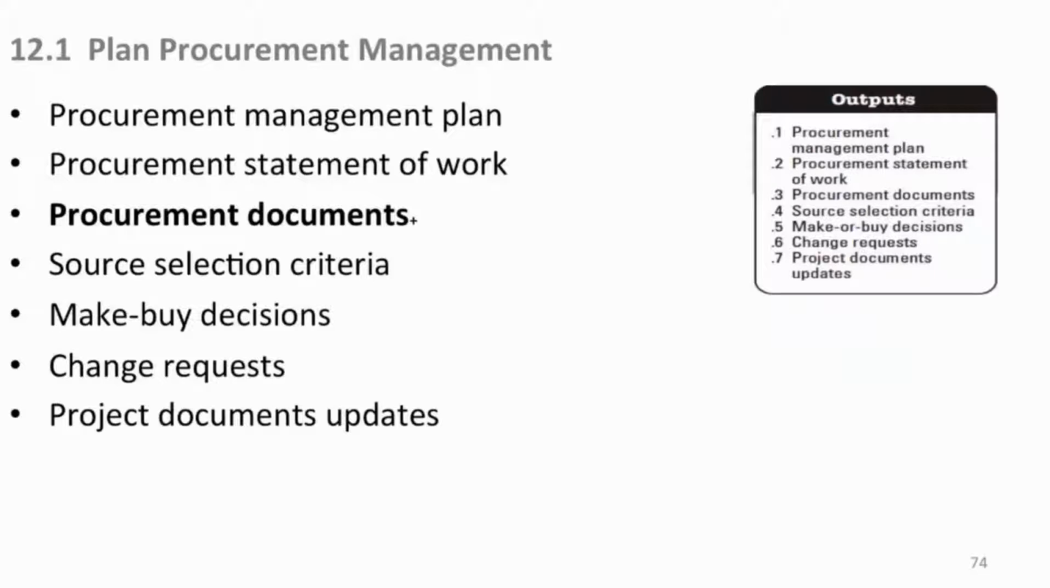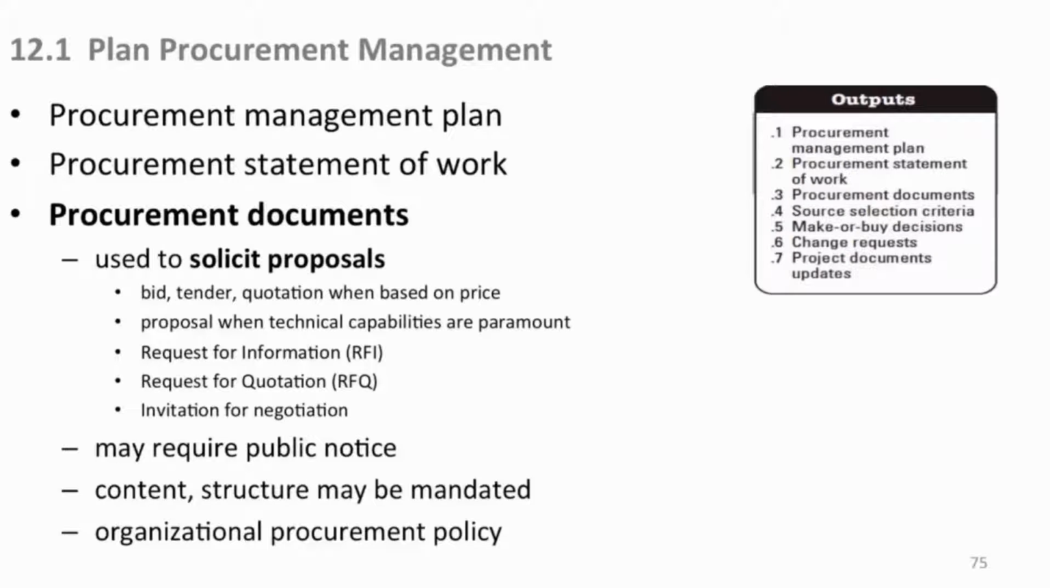And this is the document that you would send to the potential bidders for them to provide their cost proposals to you. Statement of work. Probably the key output of this whole process is the procurement statement of work. And procurement documents themselves are what would convey the statement of work to the vendors along with these other things, because now you're going to solicit proposals.